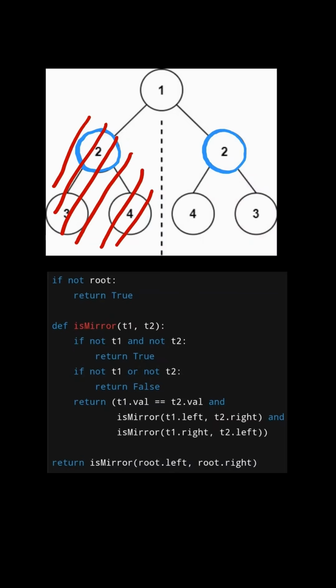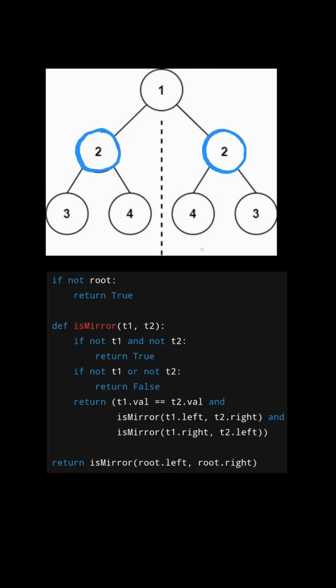Now let's assume one of the subtrees is null and the other is not null. In this case, we would return false because it's not a mirror reflection of itself. Now let's assume both trees are not null. We first check if both the trees have the same root value.